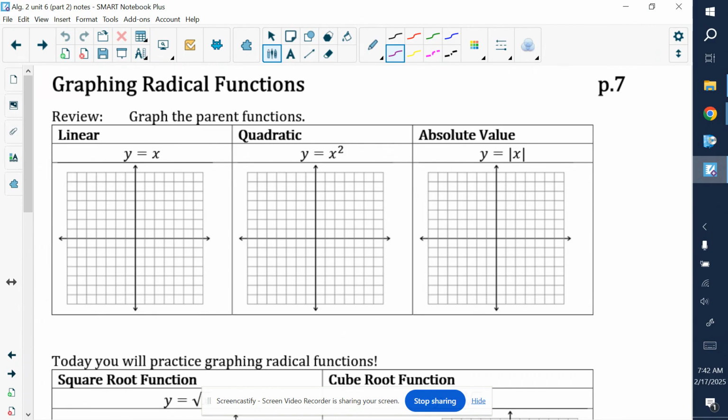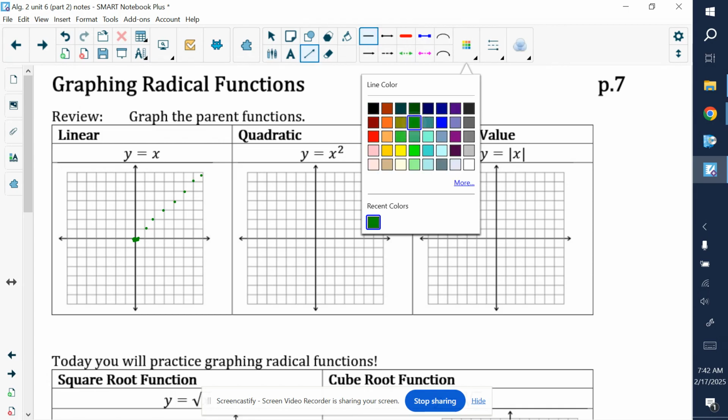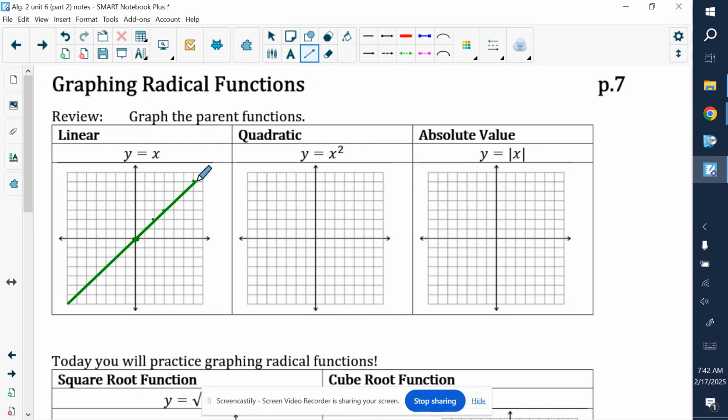Y equals x is a line with a y-intercept of 0 and a slope of 1. So if you think of a y-intercept of 0, and remember I'm plotting with my finger here, this is a little difficult, and a slope of 1 means over 1, up 1. There's the parent function of a linear function.